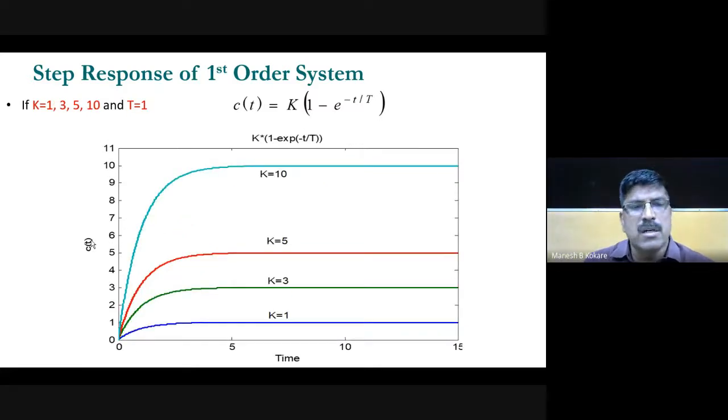See that here, k is changed, gain is changed from 1, 3, 5, and 10, and it is reaching the final value in the same time. The time required to reach the final value remains the same. Only thing is where to reach. So when k is 1, it will reach 1. If k is equal to 3, it will reach 3. If k is equal to 5, it will reach 5, and so on. So when you change the gain, your final value will change, and response time will remain the same. If you change the time constant, response time will change. So this is the conclusion from this graph. I hope that you have understood this one.